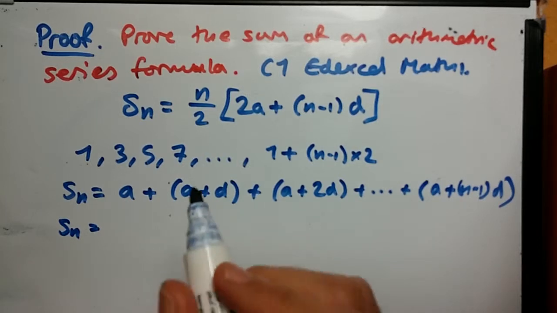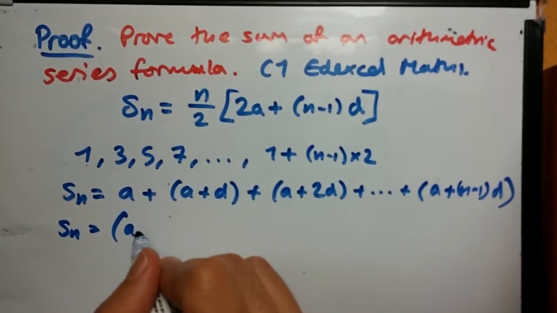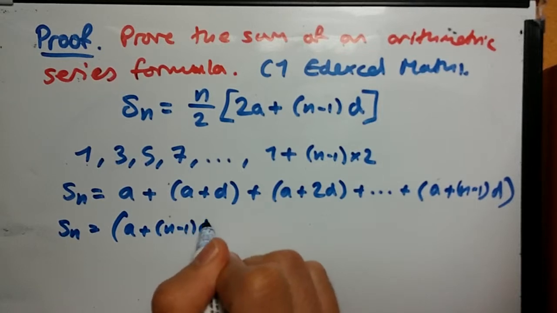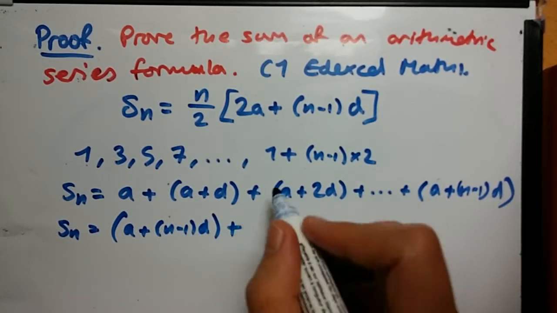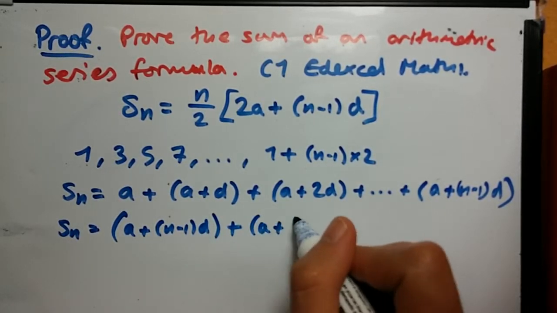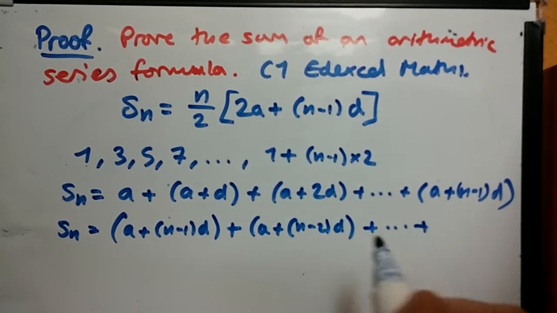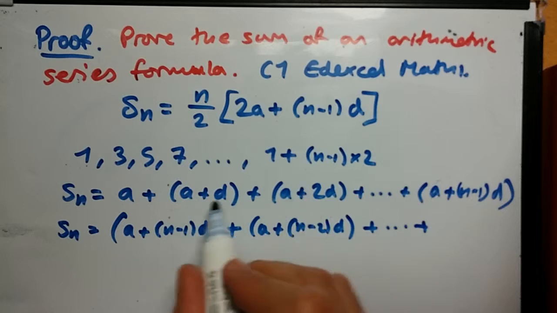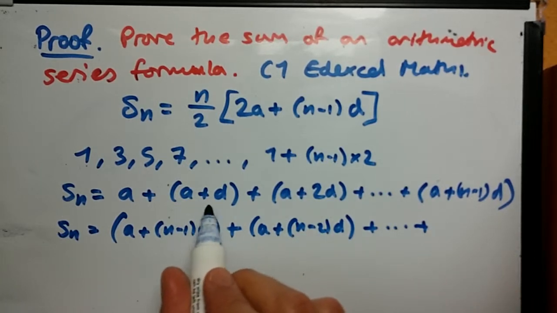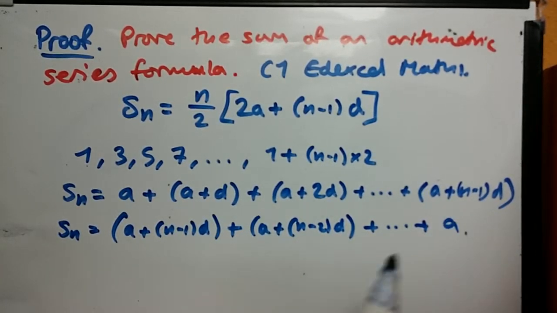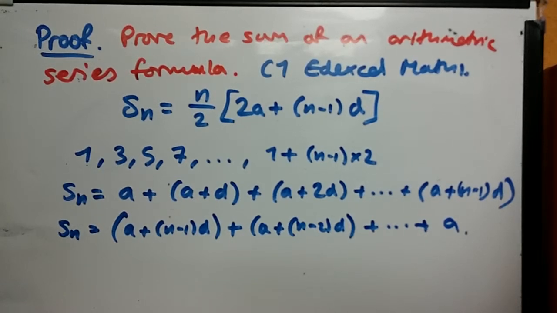So what do we have here? If we did this backwards, we're going to start with the last term, A plus n minus 1 D, plus A plus n minus 2 D, plus and so on, down to A plus D plus A. So this will be the last term, the second last term, all the way back to the first term. Now, with these two equations, notice something here.